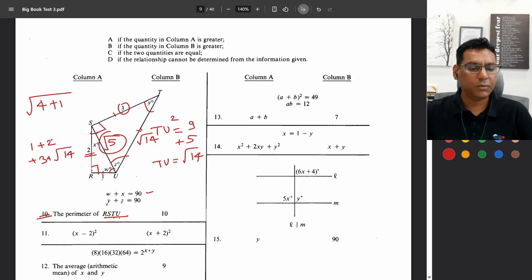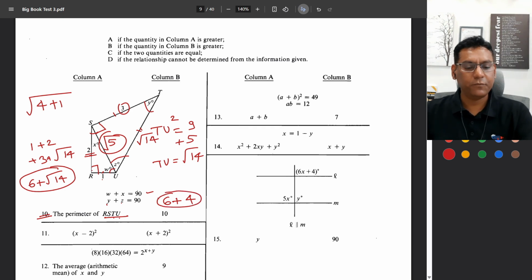Correct? 1 plus 2 is 3, 3 plus 3 is 6. So what do I get? I get 6 plus root 14. And if this is the whole left hand side, 10 I can express as 6 plus 4. So basically I'm comparing 6 plus 4 with 6 plus root 14. That means I'm comparing root 14 and 4.